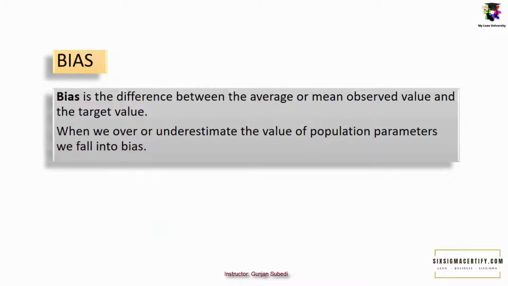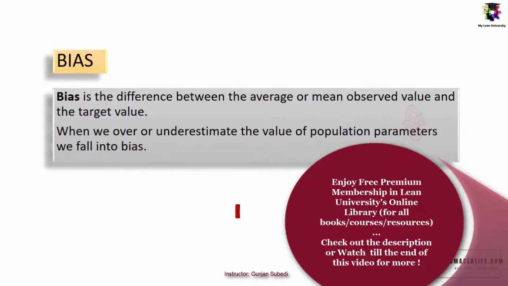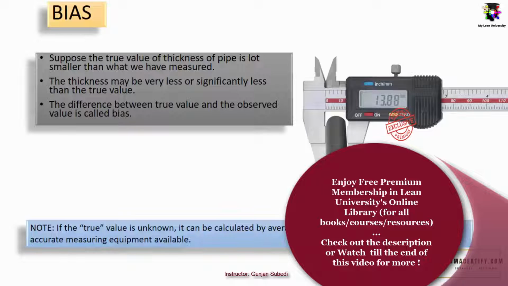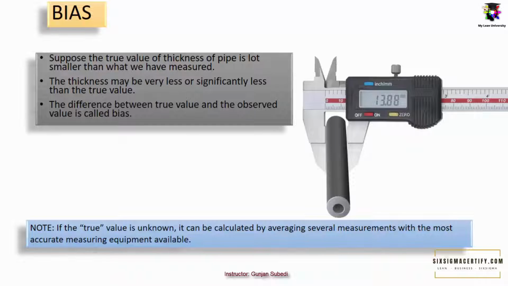Let us look at another term, bias. Bias is the difference between average or mean observed value and the target value. When we over or underestimate the value of population parameters, we fall into bias. Let's understand this with a scenario. Here suppose the true value of thickness of pipe is a lot smaller than what we have measured. The thickness may be very less or significantly less than the true value. In that case, the difference between true value and the observed value is called bias. If the true value is unknown, it can be calculated by averaging several measurements with the most accurate measuring equipment available.